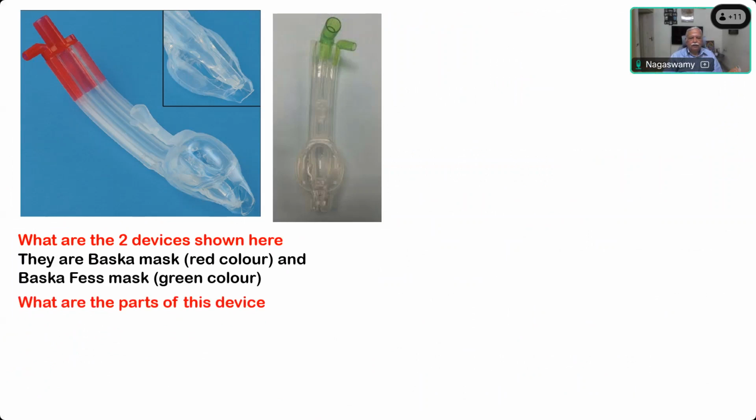What are the parts of this device? So it has two parts. One is ventilatory port and the other one is gastric port. Non-inflatable cuffs. No need of bite block. It has an incorporated bite block. What is this portion? This something like a tongue projecting here. Are you able to see that? What is that for?